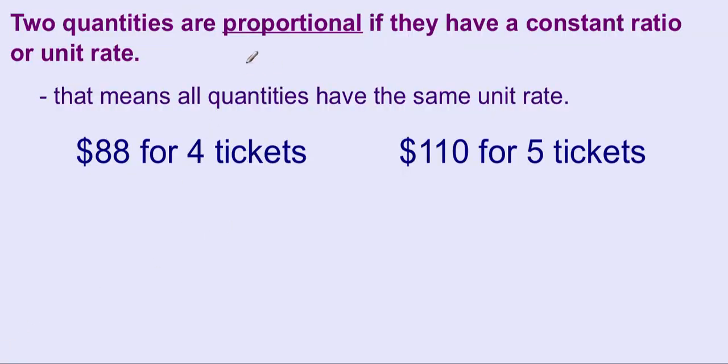Here's our vocabulary. Two quantities are proportional if they have a constant ratio or unit rate. So if you remember from last year when we talked about proportions, basically it changes equally. Both parts change the same. So think of if somebody gets taller, their arms and legs should also get longer. Everything kind of grows at the same rate. That we would say stays in proportion. So what that means is that all the quantities have the same unit rate. And that's basically how we're going to compare them all together.